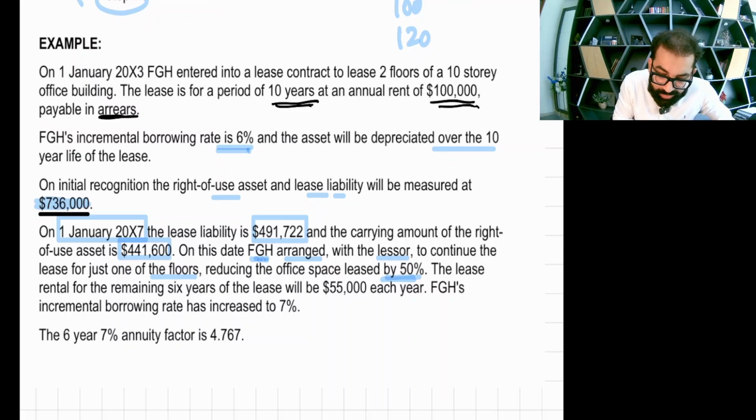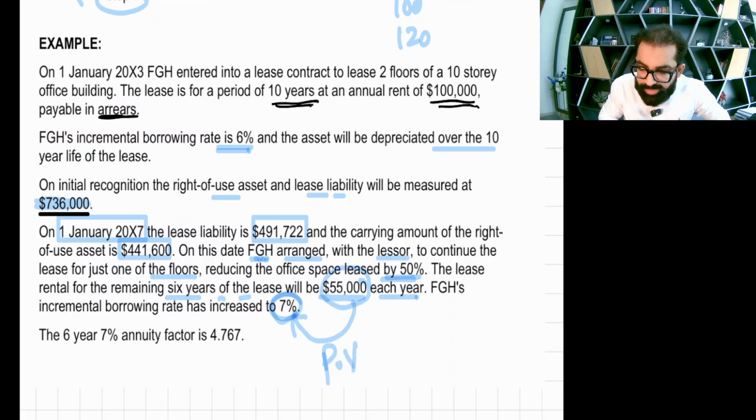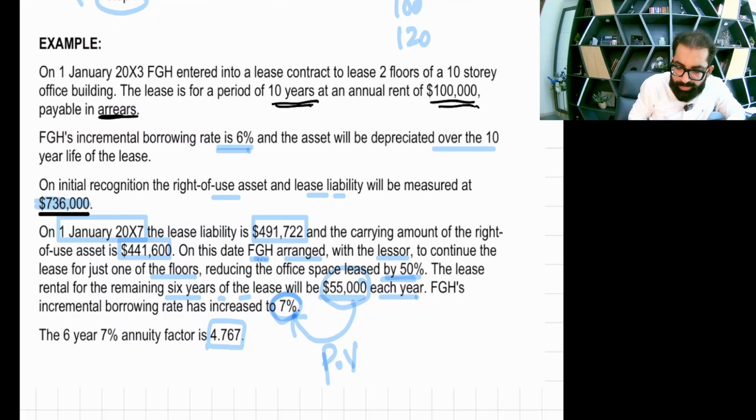The lease rental for the remaining 6 years of the lease will be 55,000 each year. FGH incremental borrowing rate is now 7%. So this last line is very important. Now in future we'll have to pay this much rental and this is the rate. So we need to calculate new present value as well, and for that new present value they have given you the annuity factor on 7% for 6 years. Okay, they have ready-made given you annuity factor.